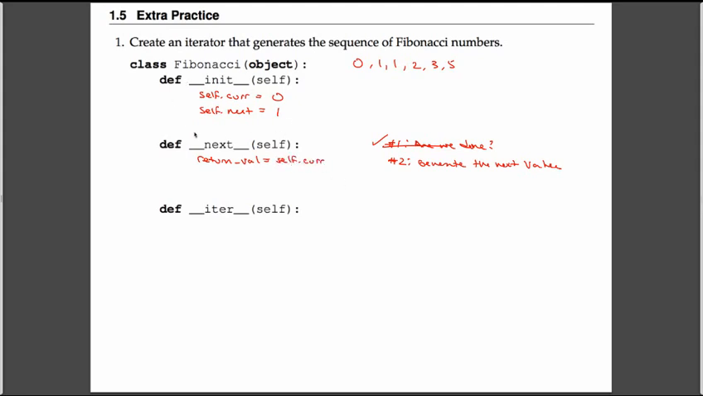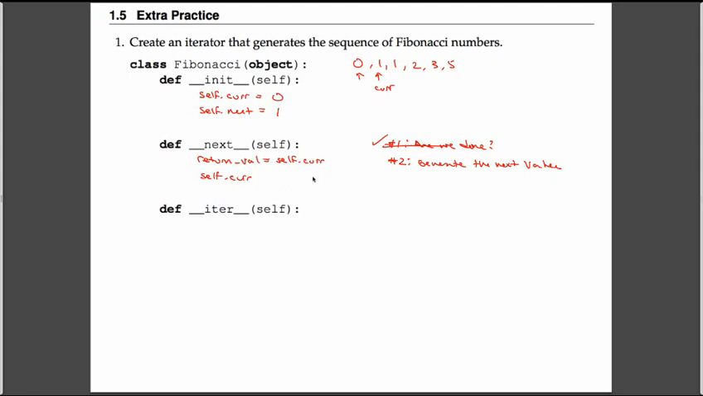And now how do I update my state? So generating the next value involves updating our state so that our next call to next is successful. If we think of this as our current pointer and this as our next pointer, then our current is going to become our next on our next iteration. So self.current is going to be equal to self.next.